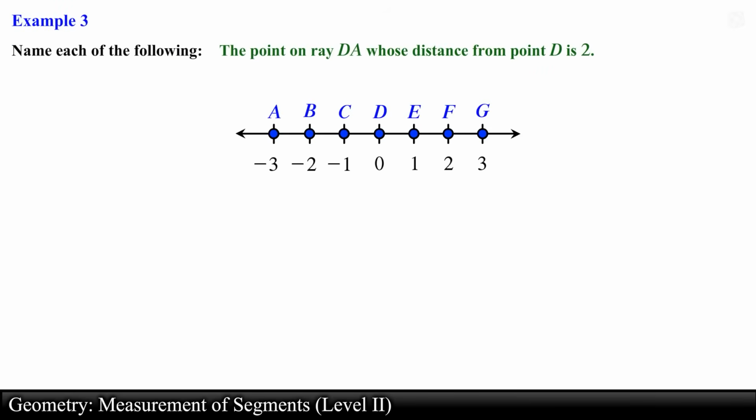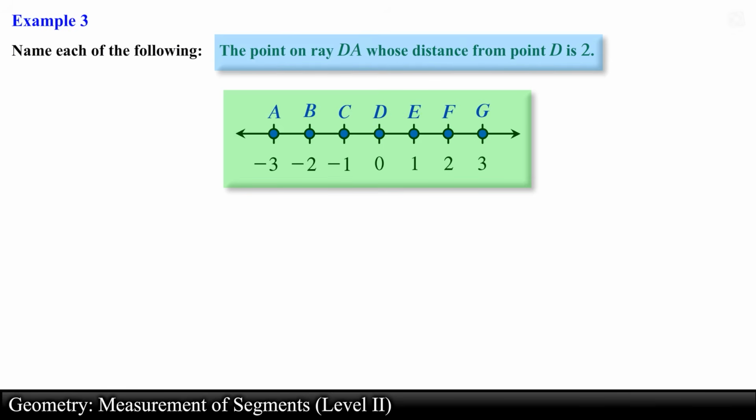Name each of the following. The point on ray DA whose distance from point D is 2. Here we are provided with a number line that includes various points. We are asked to name the point on ray DA whose distance from point D is 2.